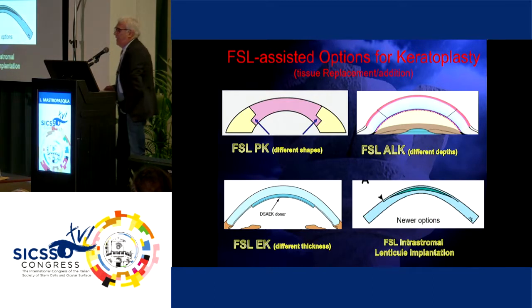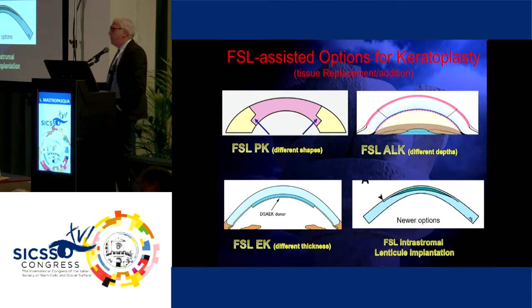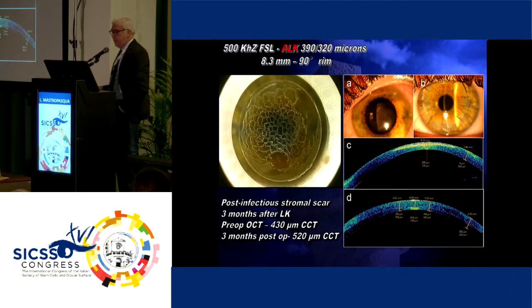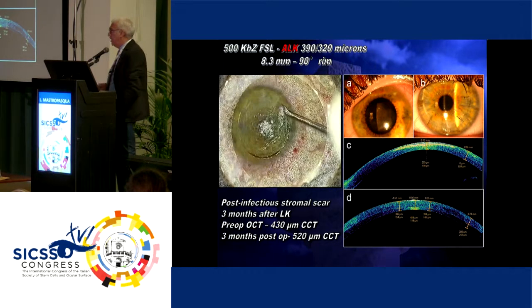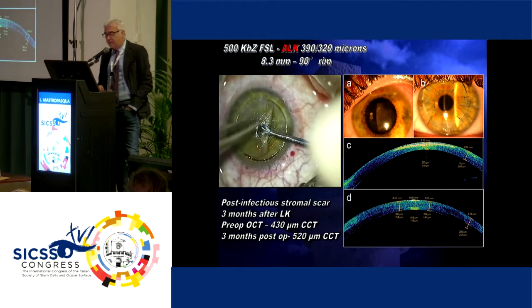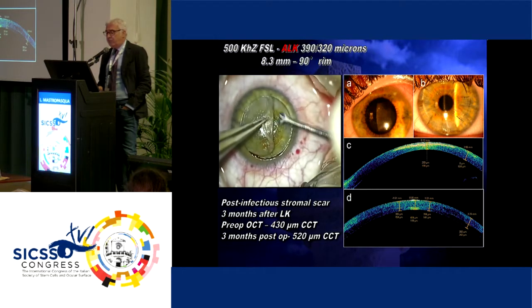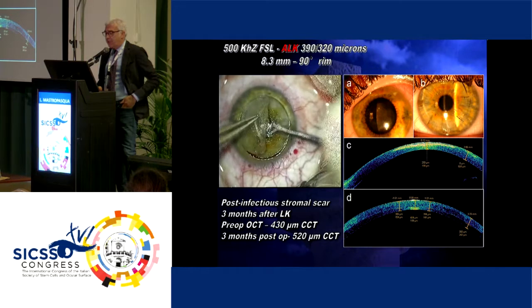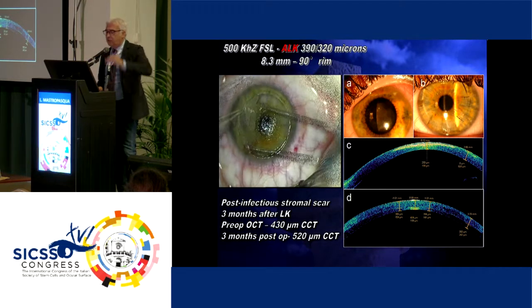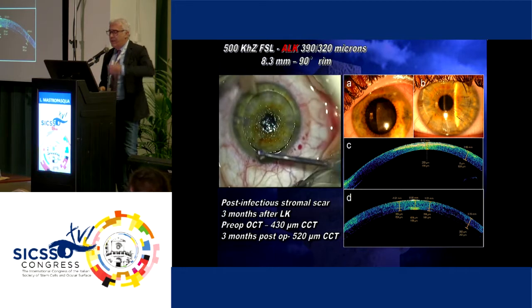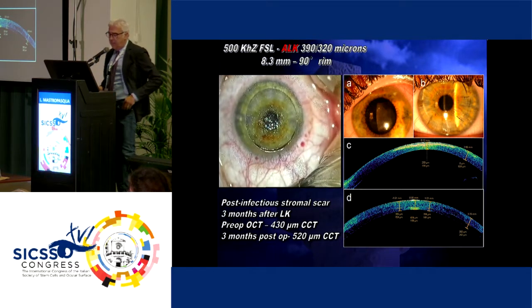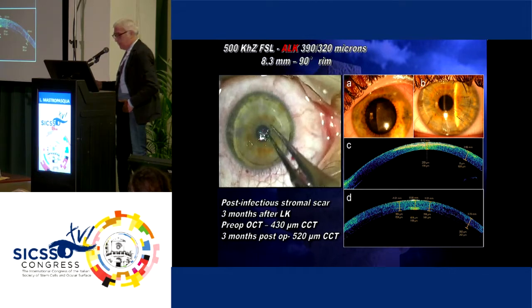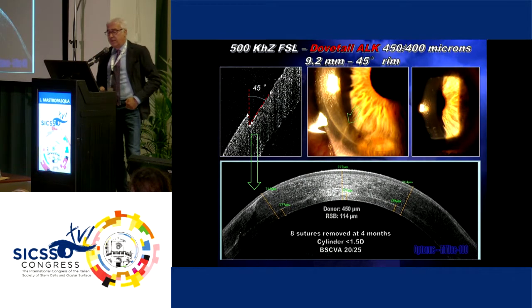But the question is, for keratoplasty, we know that it's possible to perform it penetrating and in different shapes, and in ALK, anterior lamellar keratoplasty, at different depths. You can see here a similar situation, like a post-infectious trauma scar 3 months after ALK. It's possible to remove this part of the anterior cornea that we cut with the femtolaser before, and then we remove it with a precise cut at 90 degrees.